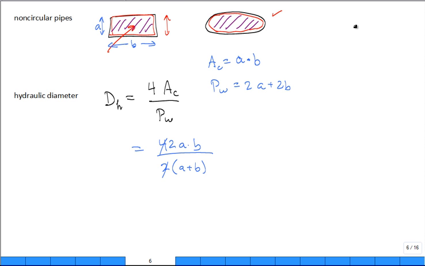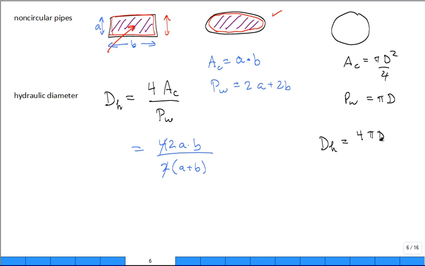What happens if you said, I want you to compute the hydraulic diameter for a nice circular duct? Does the hydraulic diameter give back the actual diameter? The cross-sectional area is pi d squared over 4, and the wetted perimeter is pi d. And so the hydraulic diameter for the round circular duct is equal to 4 times pi d squared over 4 divided by pi d, which is d. Oh, look at that. Isn't that nice? The hydraulic diameter is the physical diameter for a round duct.